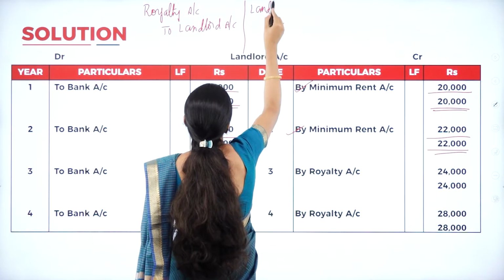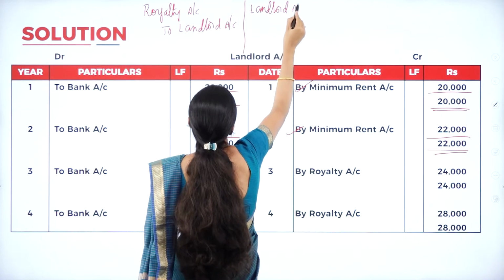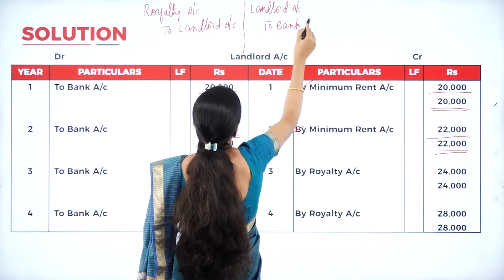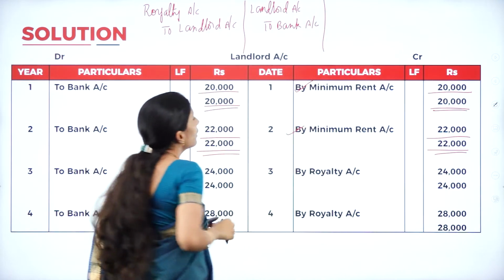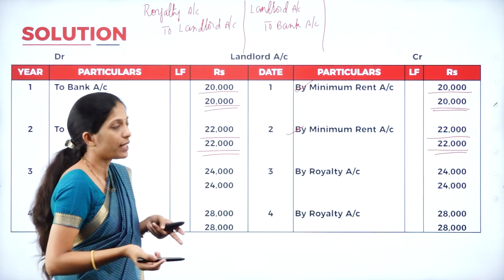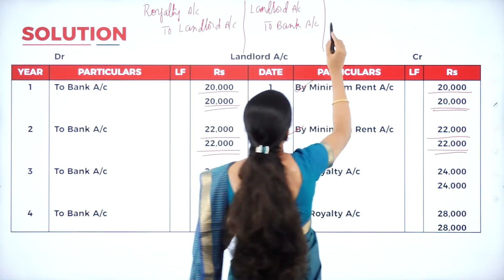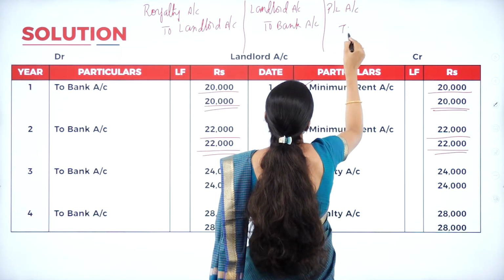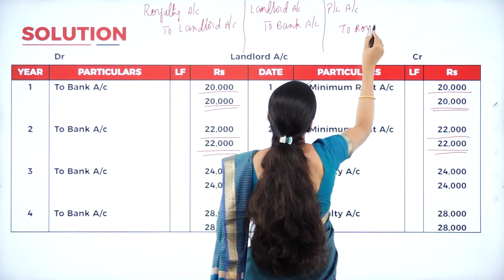Next, you will make the payment to landlord. So landlord account debtor to bank account. So this is your third entry. Next, you will transfer the royalty to profit and loss account. So, what is the entry? Profit and loss account debtor to royalty account.